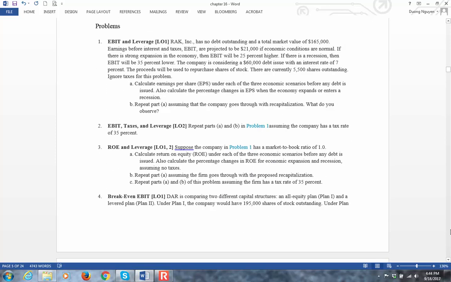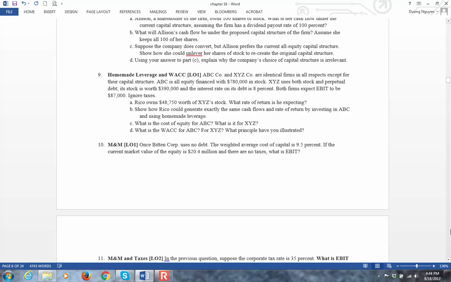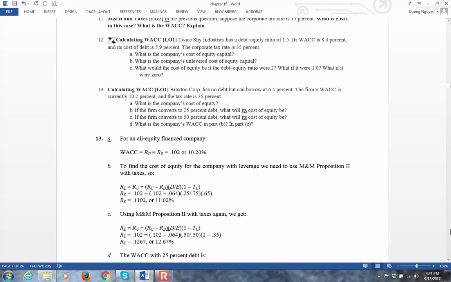You have formulas in the lecture and in the book, and you just apply the formulas to the problems. A lot of problems are very similar to each other, so I'm going to go over only one question here. Question number 13 for problems.